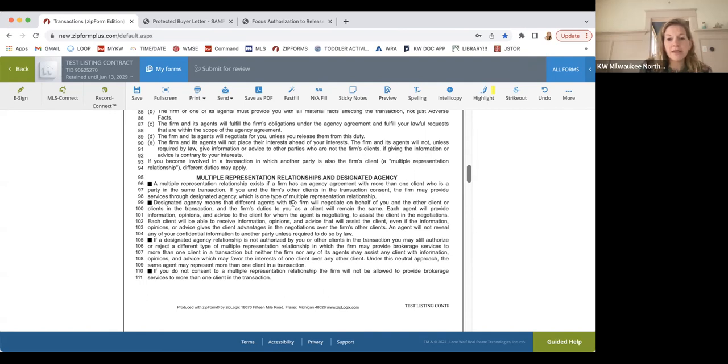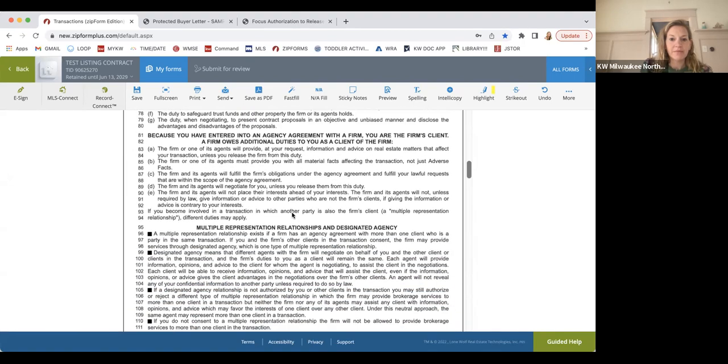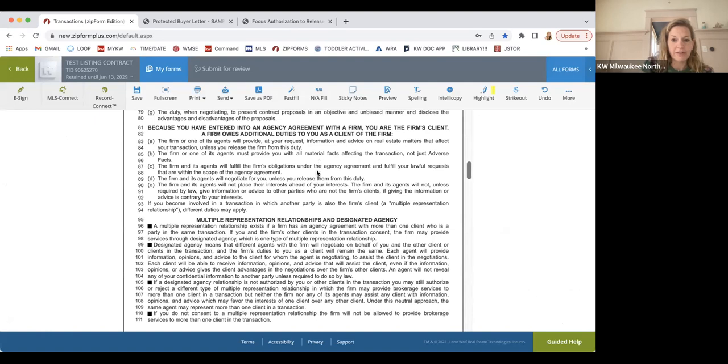So again, this is why they are hiring us to work for them: our ability to negotiate for them, our ability to give them advice, our market knowledge, and why they are hiring a real estate brokerage.